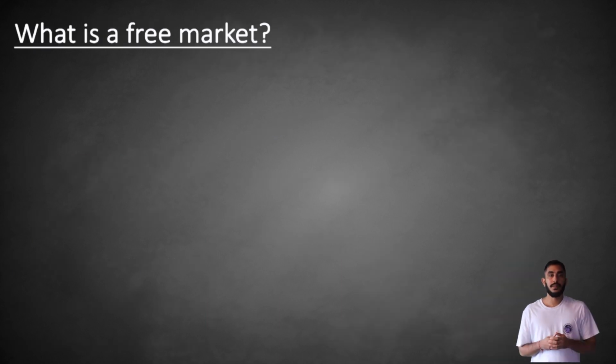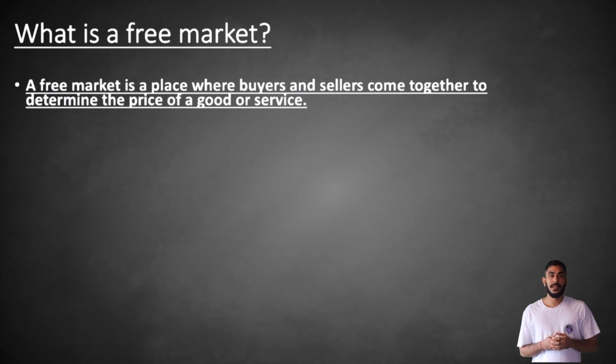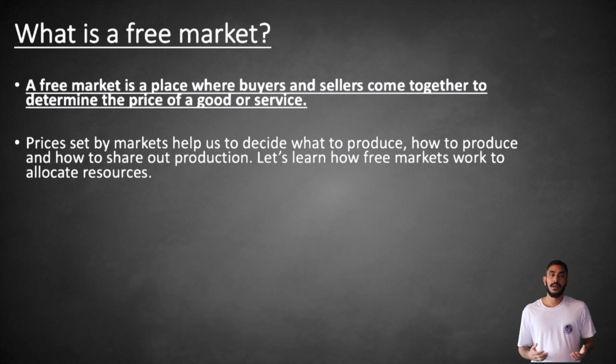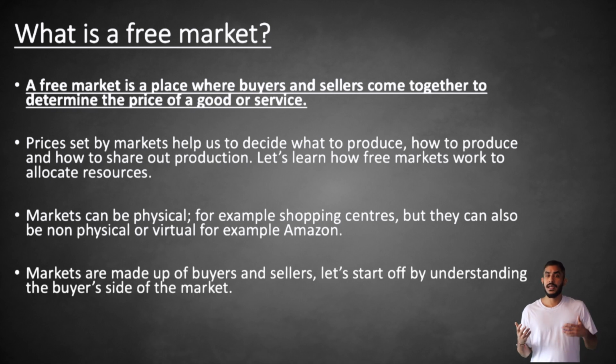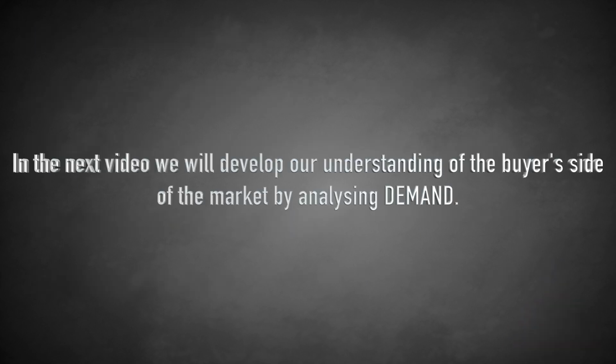A free market is a place where buyers and sellers come together to determine the price of a good or a service. Prices set by markets help us decide what to produce, how to produce, and how to share out production. Let's learn how free markets work to allocate resources. A market could either be physical, like your local shopping center, or virtual, like Amazon. So markets are made up of buyers and sellers. Let's start off by understanding the buyer's side of the market by looking at demand.